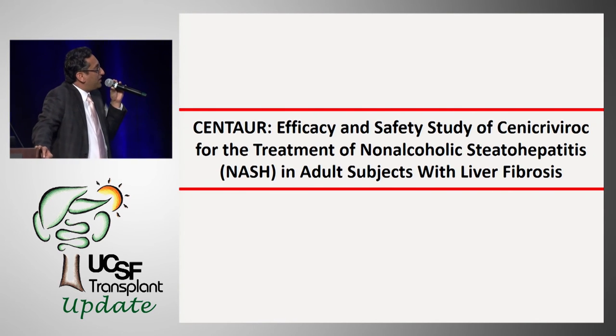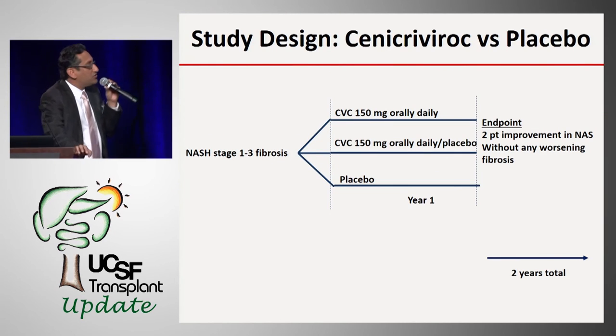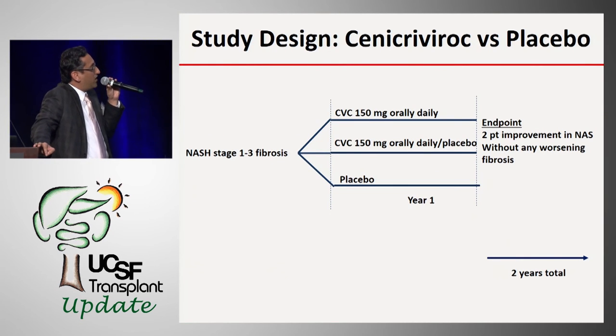The third study is going to be a late-breaking abstract for AASLD this year. It's the efficacy and safety of CVC, or cenicriviroc, for non-alcoholic steatohepatitis with liver fibrosis. They took patients with NASH and stage 1-3 fibrosis. They had a 150 milligram daily arm and a placebo arm, and their endpoint is a 2-point improvement in NASH without worsening fibrosis, and they want to follow this for 2 years.